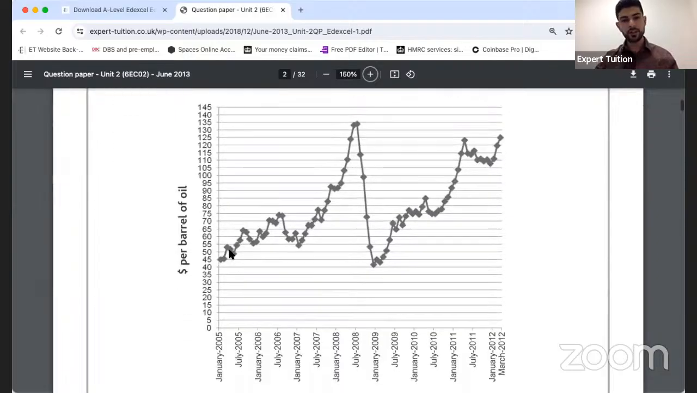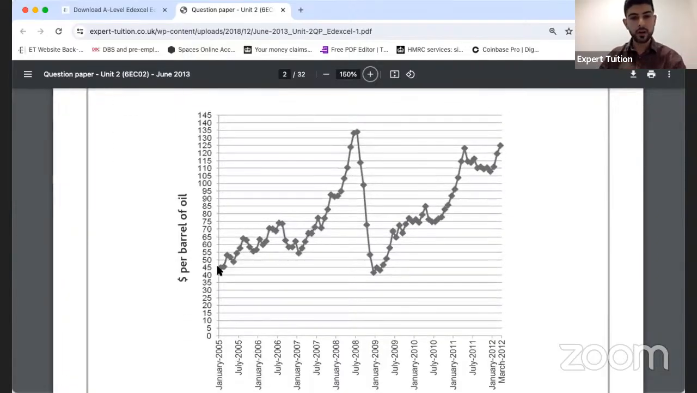So in January 2005, the price of oil was about $45. Not exactly $45. And in March 2012, at the end of the period, it is exactly 125. Okay, now that I have that information, I'm going to share my screen and show you step by step the method that I just showed you, but now in action, and how to calculate an index number like this.